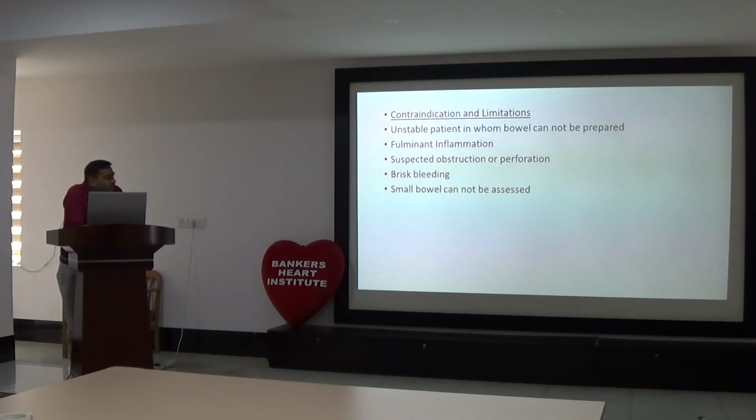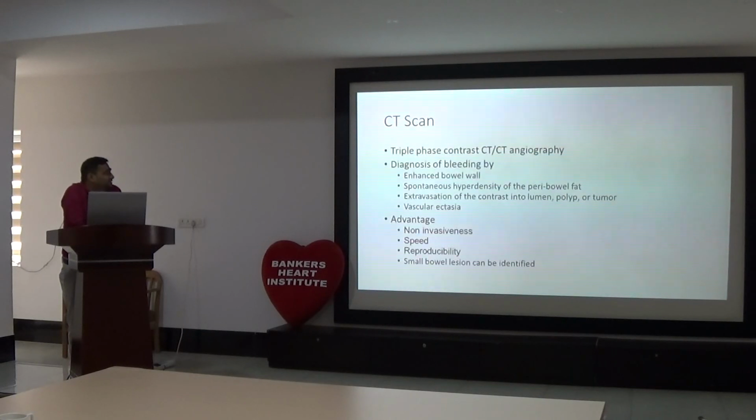So to overcome this, the next investigation is the CT scan. In the CT scan, a triple phase or CT angiography is important. Plain CT has no role in this. It will diagnose the bleeding by features like enhanced bowel wall, spontaneous hyperdensity of the peribowel fat, extravasation of contrast into the lumen, polyp or tumor. So this will show the active bleeding. Any vascular abnormality present may also be seen.